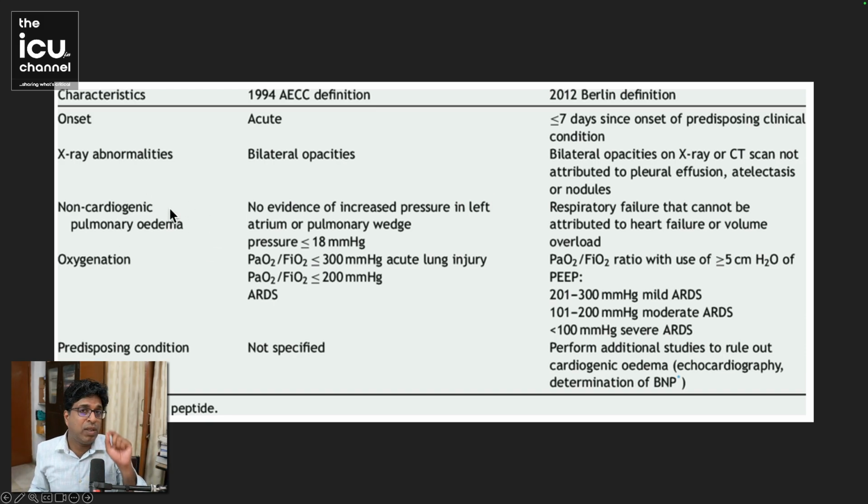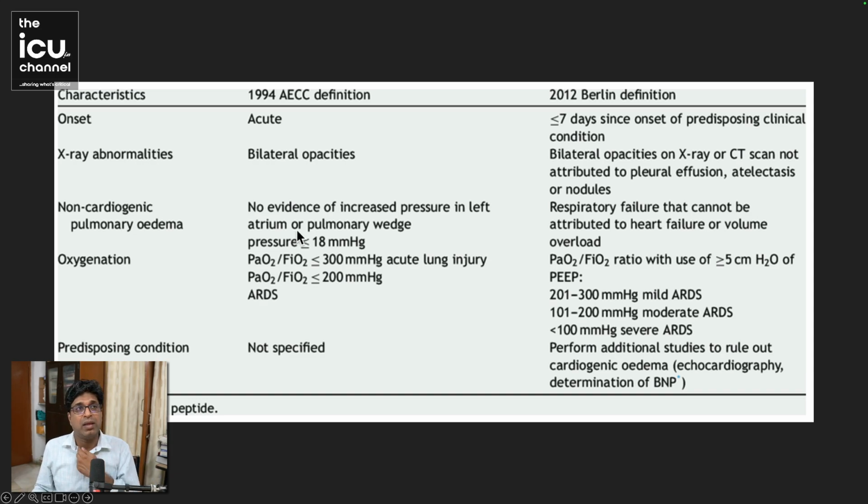Now how does pulmonary edema develop in ARDS? There is a pulmonary capillary leak, and the fluid gets out into the interstitium of the lung, and then pulmonary edema develops. While in cardiogenic edema there is a backward hydrostatic pressure, and because of that the pulmonary edema develops. So they said that pulmonary edema should be non-cardiogenic in origin: no evidence of increased pressure in the left atrium, pulmonary wedge pressure less than 18 mmHg. So that is how, in 1994, they were defining a non-cardiogenic pulmonary edema.